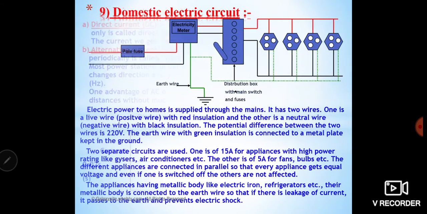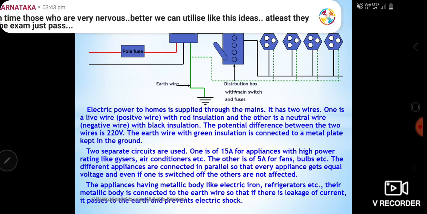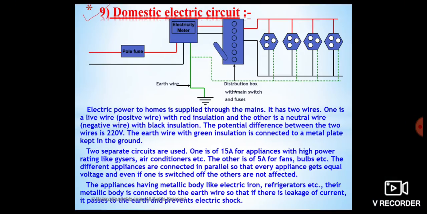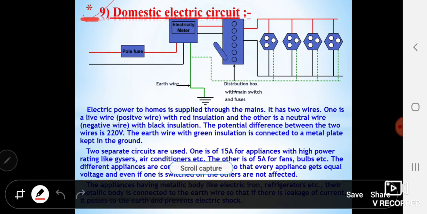And the next important concept is the domestic electric circuit. As we know, all our homes are supplied with electricity, and this is done with the help of an electric circuit called the domestic electric circuit. Domestic in the sense of regular purposes.